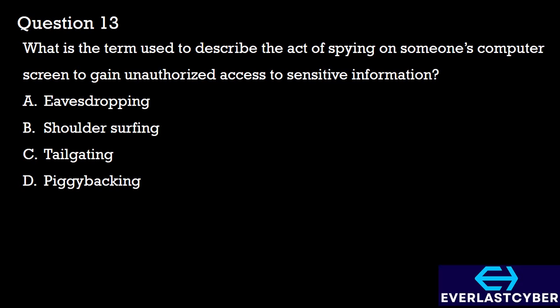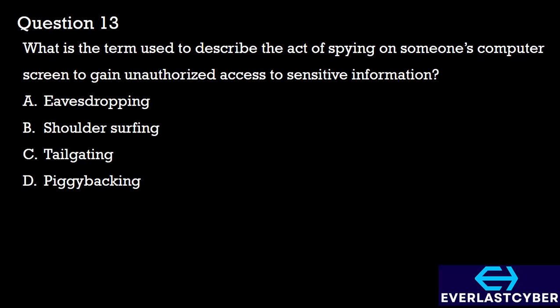Shoulder surfing, on the other hand, is observing someone's computer screen or keyboard in order to obtain sensitive information such as passwords or personal data. Tailgating is similar to piggybacking, however, it refers to following someone into a restricted area without authorization, while piggybacking involves an unauthorized person gaining physical access to a restricted area by following someone that has legitimate access.